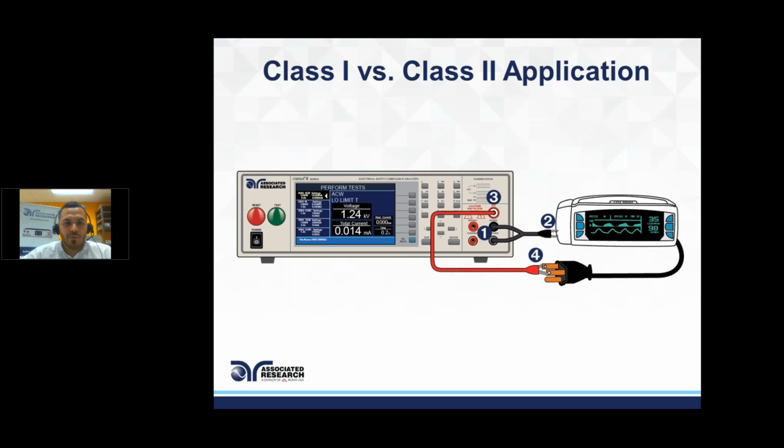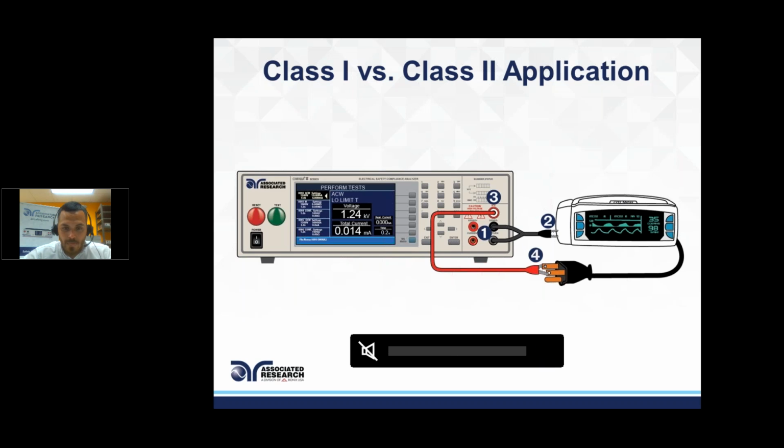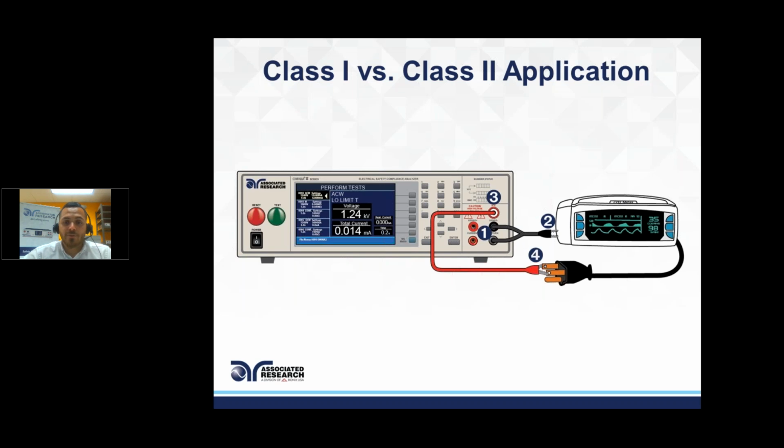So there's a couple different types of products out in the market, right? The 2 main categories are class 1 and class 2. So what's class 2? Well, class 2 only has your line and neutral, and your class 1 will have all 3 of your circuits: your line, your neutral, and your ground.